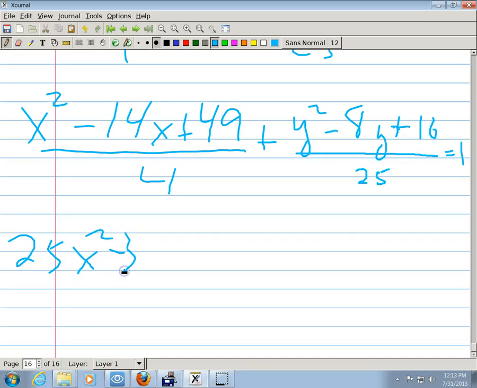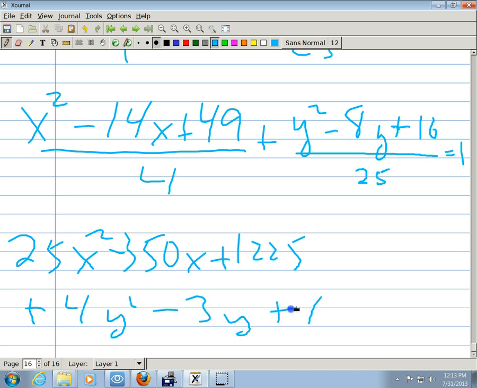So minus 350x plus 4,900 times 25. 49 times 25 is 1,225, which is 4,900 divided by 4. Plus 4y squared minus 32y plus 48. What am I doing? I'm multiplying by 4 because the 25 cancels into 100 four times. Equals, multiplying both sides by 100.